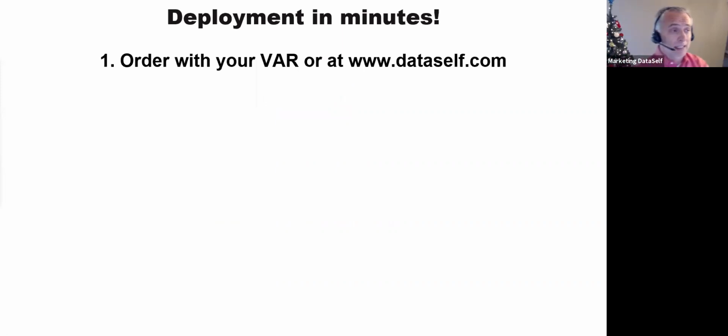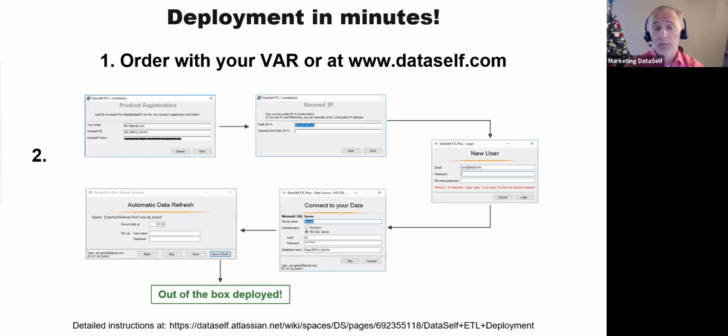Some of the exciting things of DataSelf is that the deployment of the entry-level solution takes literally minutes. On average, 30 minutes, we do the full deployment of the entry-level solution. Pretty much you have to order DataSelf from your VAR or directly out of the dataself.com website. And then the deployment is pretty much, if you have an on-premises system, you download an application, you go through this 5-step process, very simple, and at the end you press save and finish.